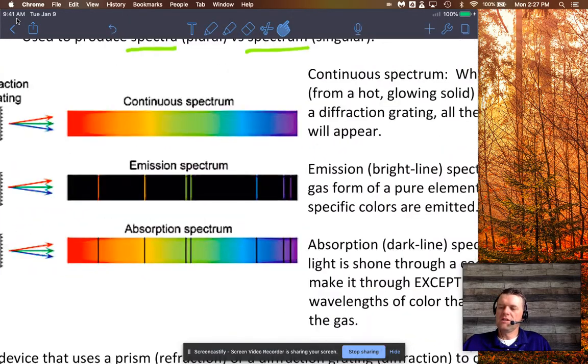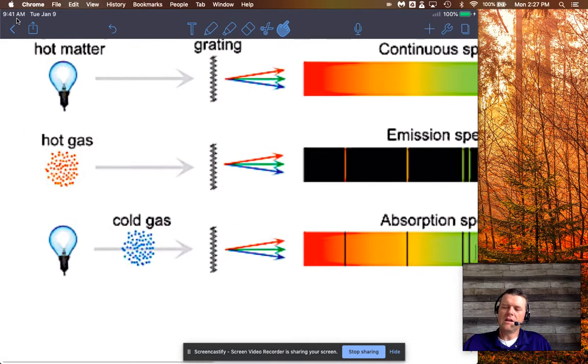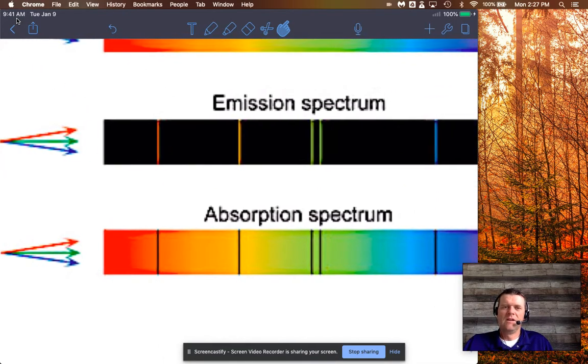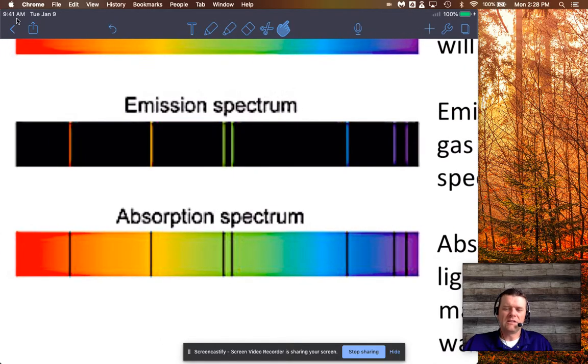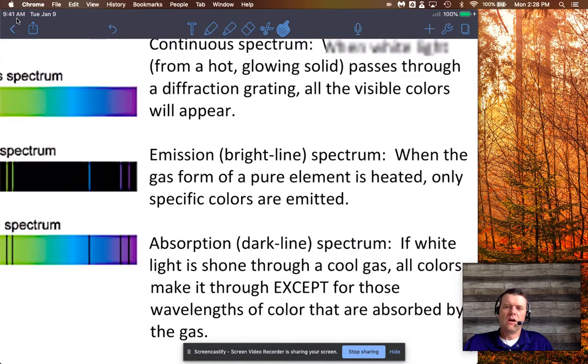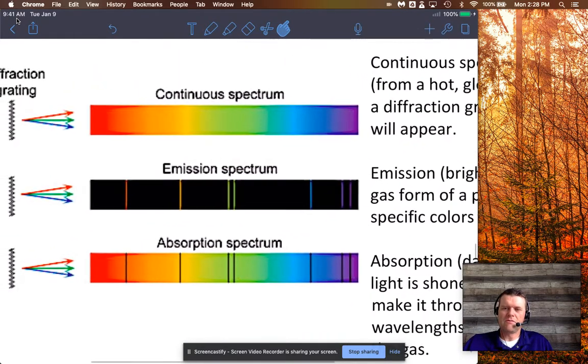Now the third one is a different way of identifying a metal, and that is you take white light again from a hot glowing solid, but you shine that through a cold gas. This time the cold gas means it's unexcited, it's unenergized. But what'll happen is the continuous spectrum comes through, but it's missing some pieces. And those pieces are called black lines or dark lines, the dark line spectrum. Okay, so an absorption or dark line spectrum happens when you shine that white light through a cool gas. All the colors make it through except for those.